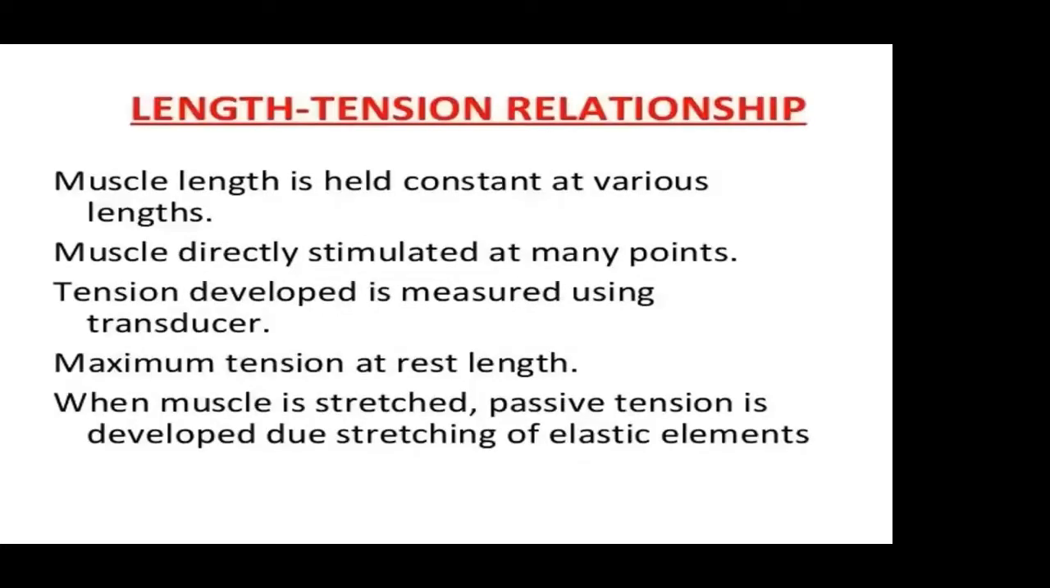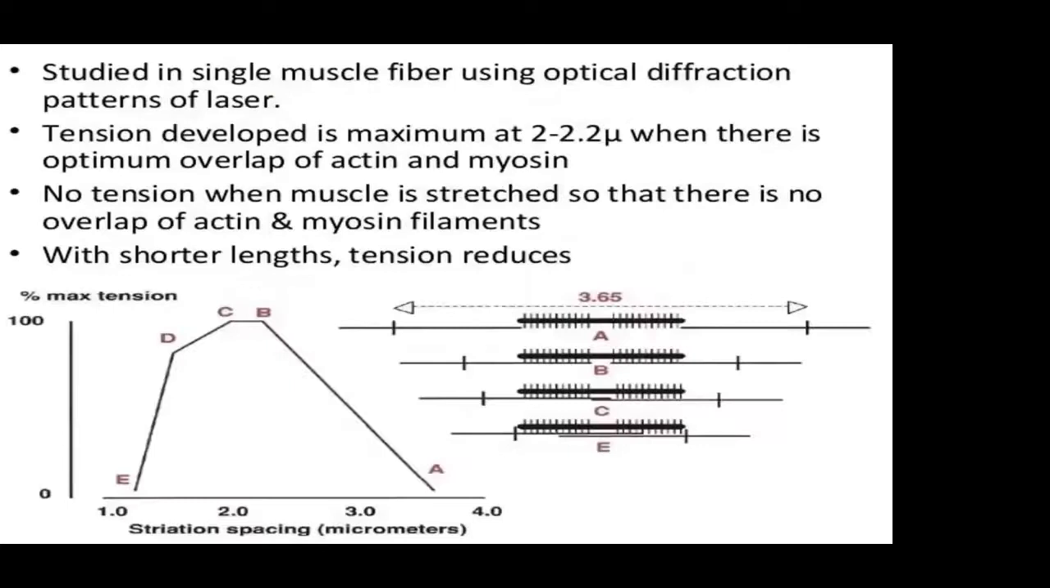Now, length tension relationship. Muscle length is held constant at various lengths and the muscle is directly stimulated at many points. The tension developed is measured using a transducer and plotted in the graph. Muscle tension at rest when the muscle is stretched is passive tension, developed due to stretching of the elastic elements.